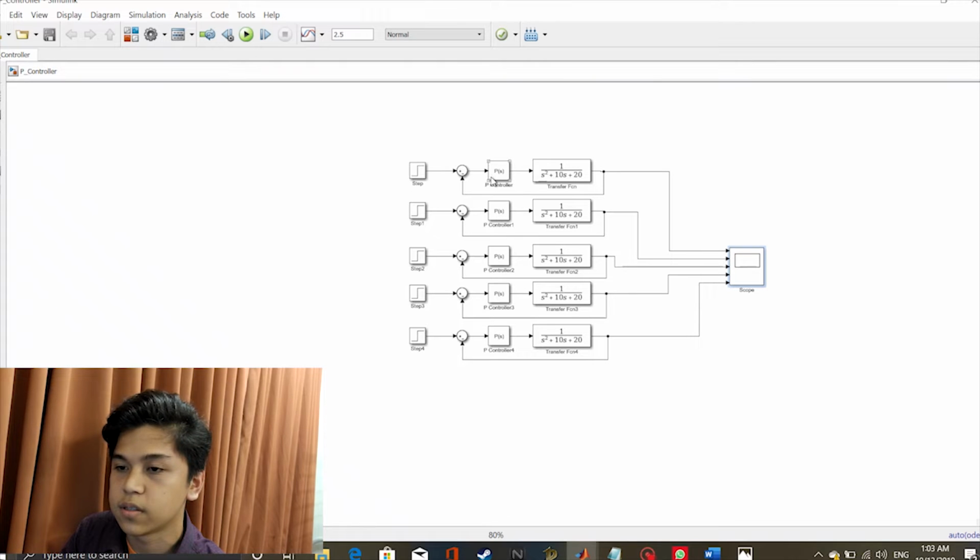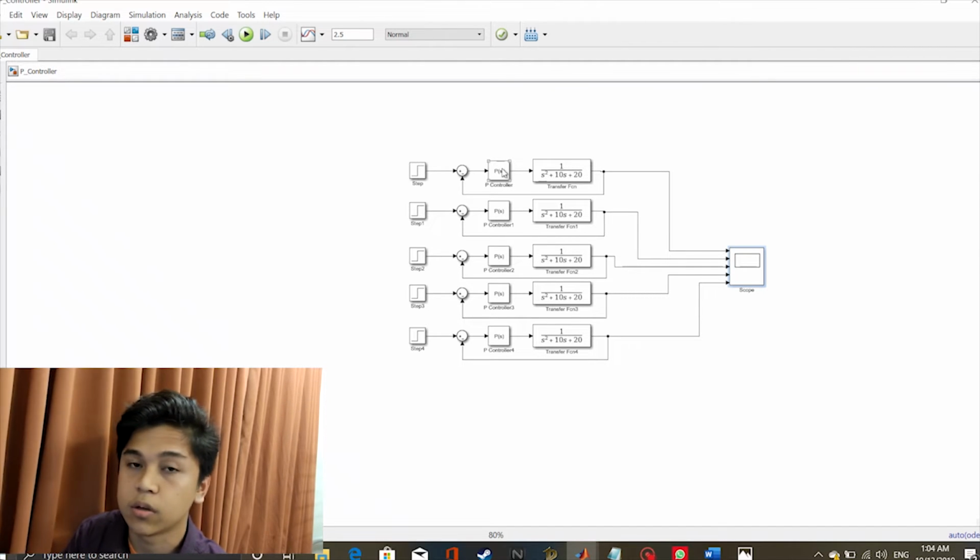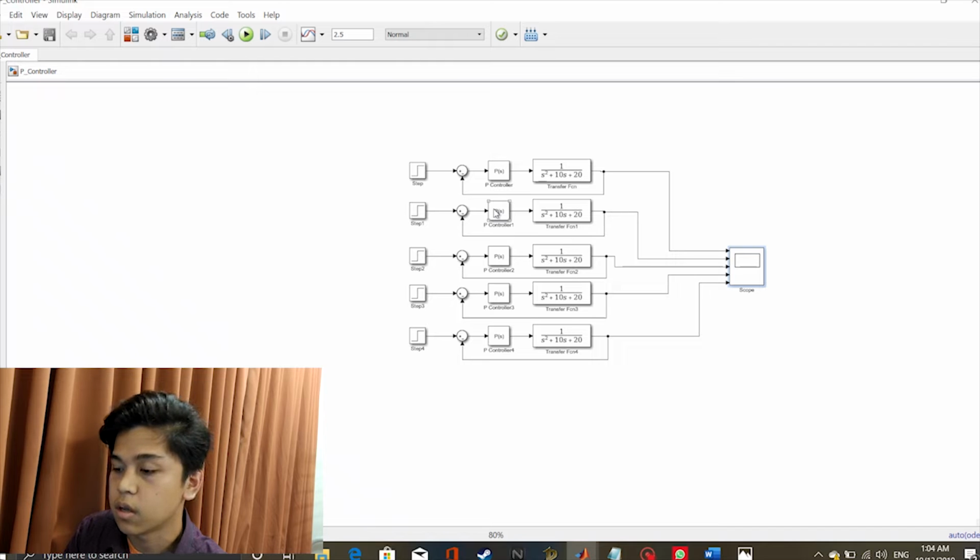Next we're going to the P controller. First, in Simulink, there are 5 values of P that we randomly chose and applied in the P controller. First one is P equals 300. Secondly, P equals 450. Thirdly, P equals 500. Fourthly, P equals 850, and lastly P equals 1025.